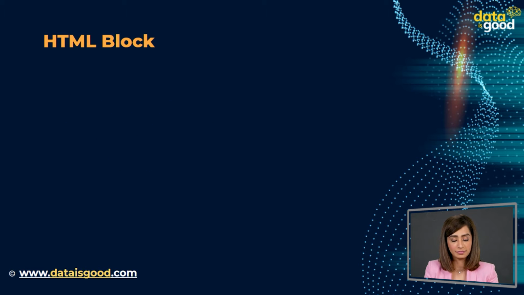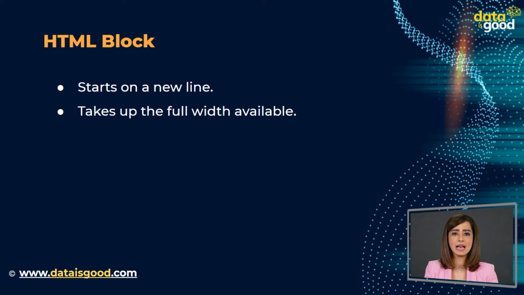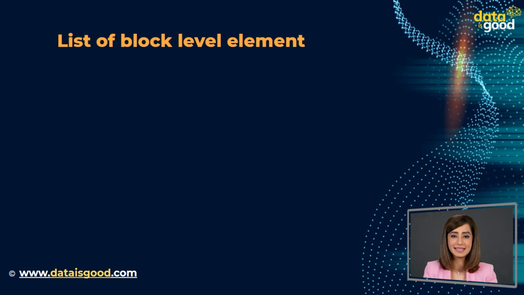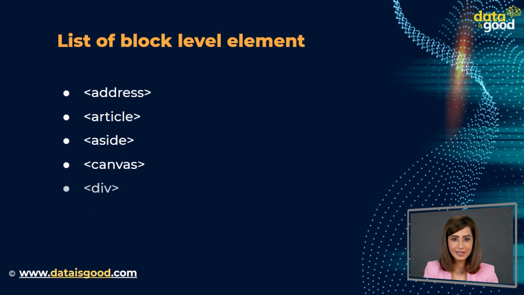HTML block. A block level element always starts on a new line. A block level element always takes up the full width available, stretches out to the left and right as far as it can. It has a top and a bottom margin, whereas an inline element does not. Here's a list of some block level elements in HTML: address, article, aside, canvas, div, table, etc.